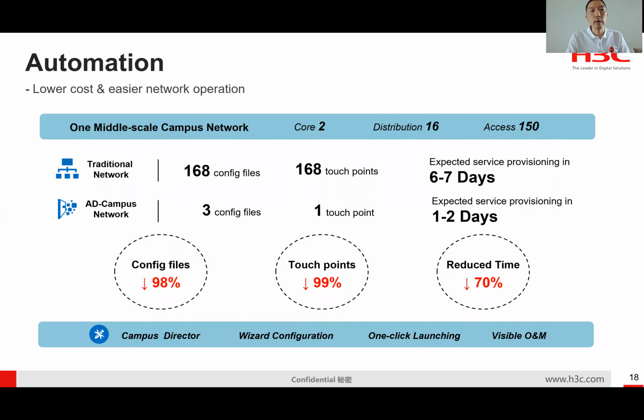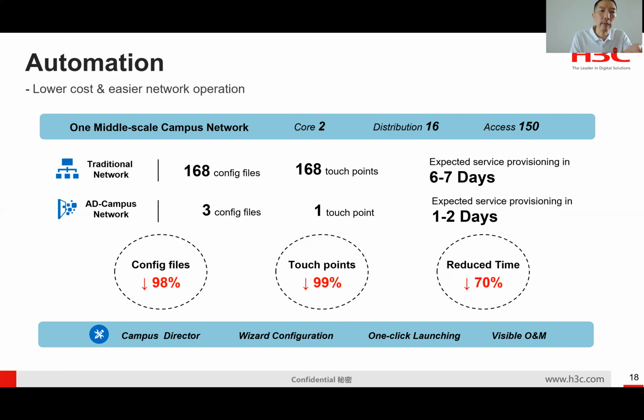And of course, in terms of the automation, this is a very good point I want to bring here. Traditionally, if you have 168 switches in the network, normally you get 168 config files. But right now in ADCampus, you only get 3 config files, because in ADCampus we define the switch role already: either spine, leaf, or access.